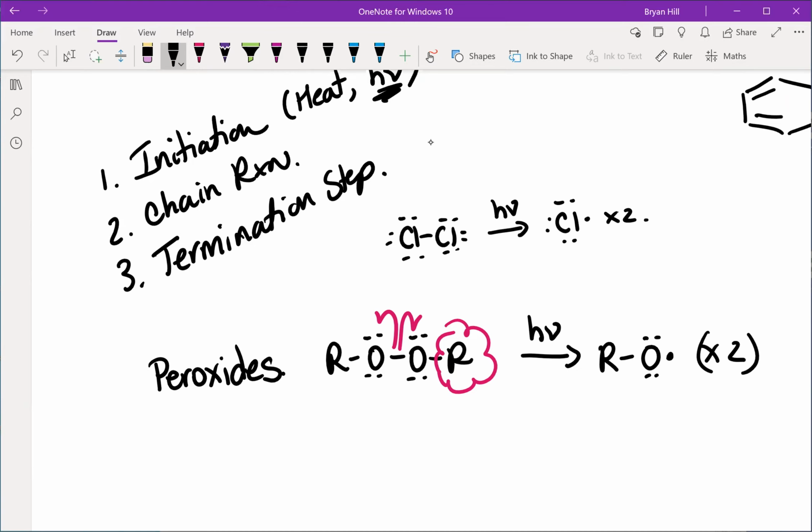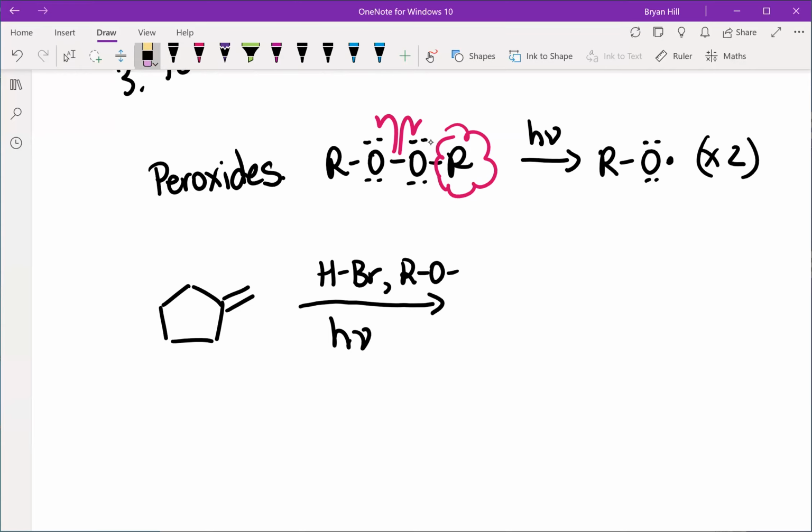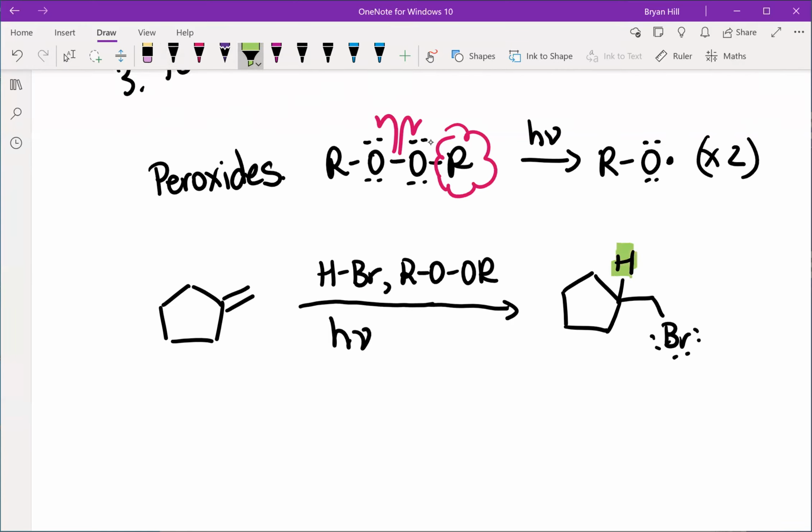Okay, so the way that this works is that if you've got your alkene and you've got HBr, you're going to submit this reaction to UV light, but you have peroxides in there. Let's make this arrow longer. And our final product is going to be the anti-Markovnikov addition of HBr. So the hydrogen atom is on the more substituted carbon.